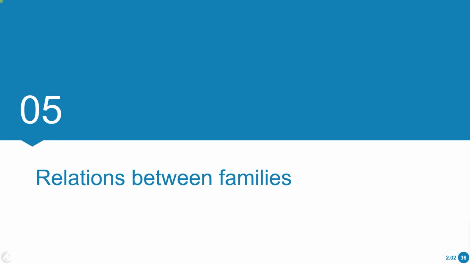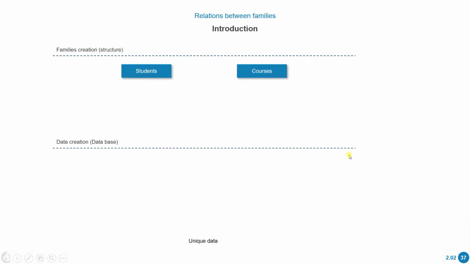Relations between families. In this module, we are going to learn how to relate families. Let's suppose we have the courses family and the students family. If we go to structure, we have in the students ID, name and address. And in courses, we'll find ID, name and instructor.